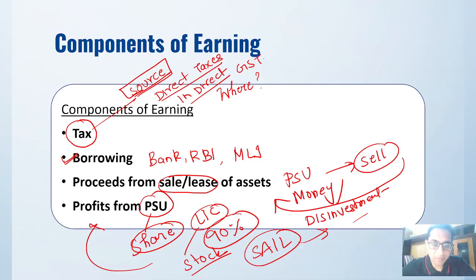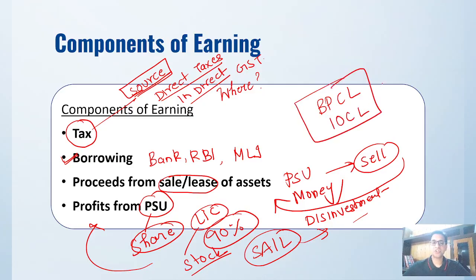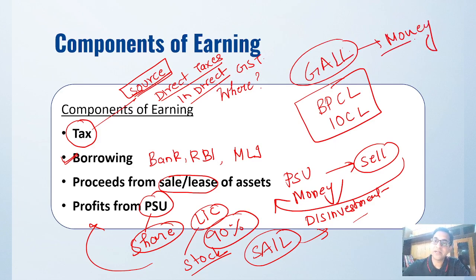That is why they are called public sector undertakings. Like Bharat Petroleum Corporation Limited, Indian Oil Corporation Limited, all these places government is having shares. These are called public sector undertakings, right? Gas Authority of India Limited, government gets the money from them in the form of profit, in the form of dividends, and all these things.